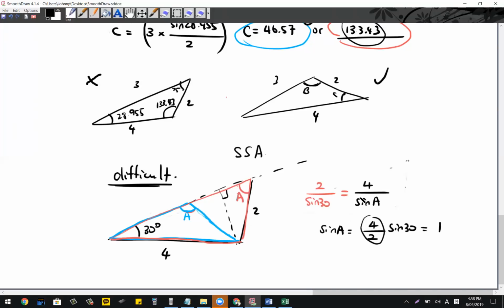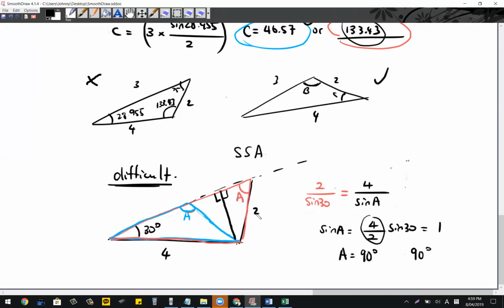Hold on, let me think about this. This is a 2 of sine 30. So in this case, A is equal to 90 degrees. If you subtract 90 degrees from 180, you also get 90 degrees. So in this particular case, we get just one choice. Rather than this choice and this choice, we actually have a 90-degree triangle.